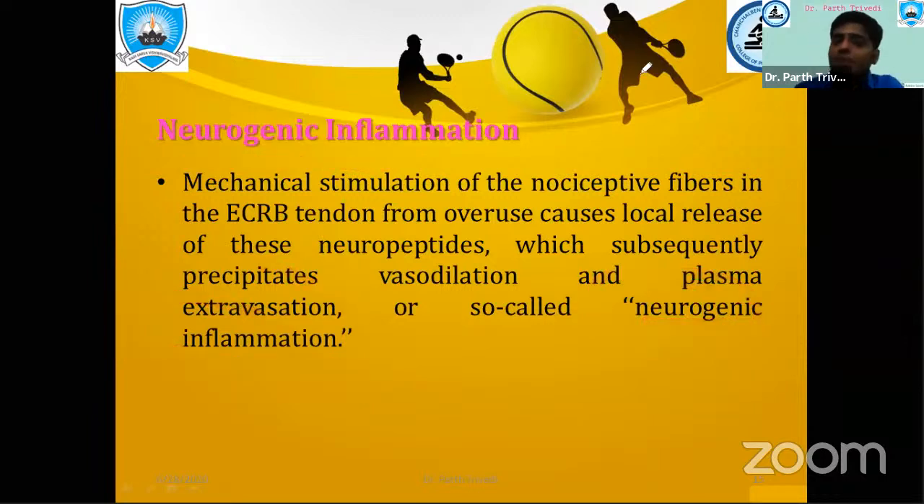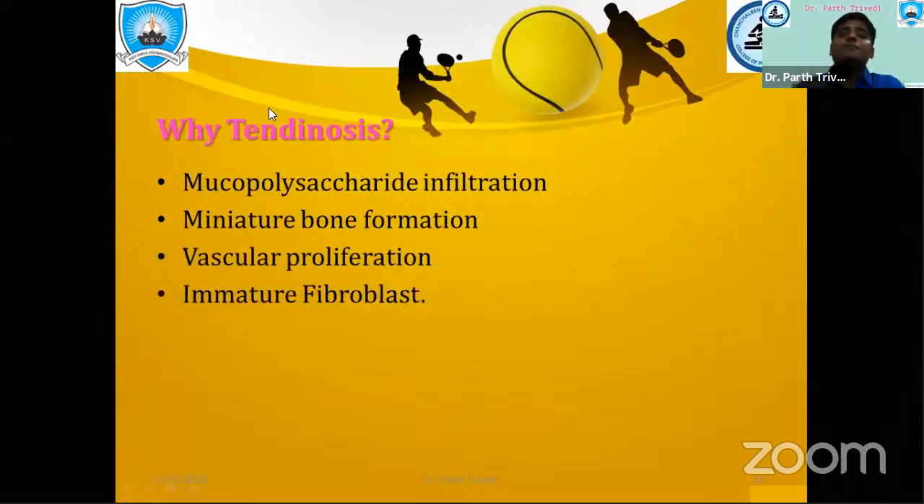So we have discussed the reasons for pain. First reason is your tendon pathology, angiofibroblastic hyperplasia. Second reason is your nociceptors, because of neurogenic inflammation. And third one is the decrease in muscle strength because of mucopolysaccharide infiltration. Saccharides are nothing but a glucose chain. Muco means mucus, and polysaccharide, numerous polysaccharide glucose chains, are found in the ECRB muscles. Very miniature bone formation occurs, vascular proliferation is there, and immature fibroblasts are there. Because of all these reasons, the muscle strength decreases. So this is known as the three-component pain model.